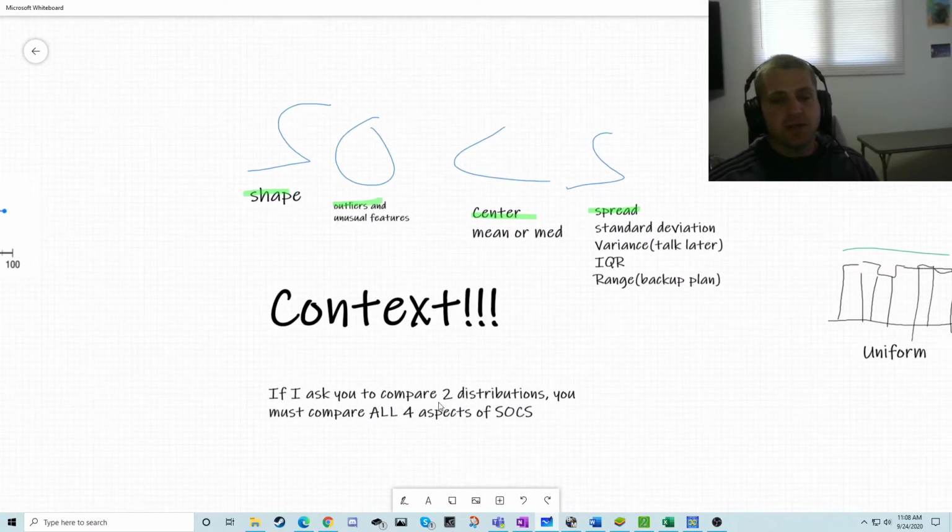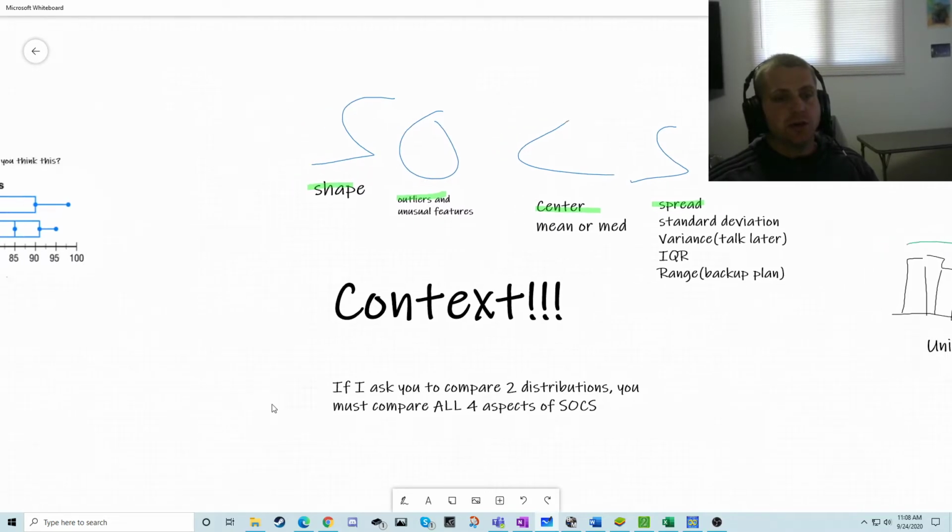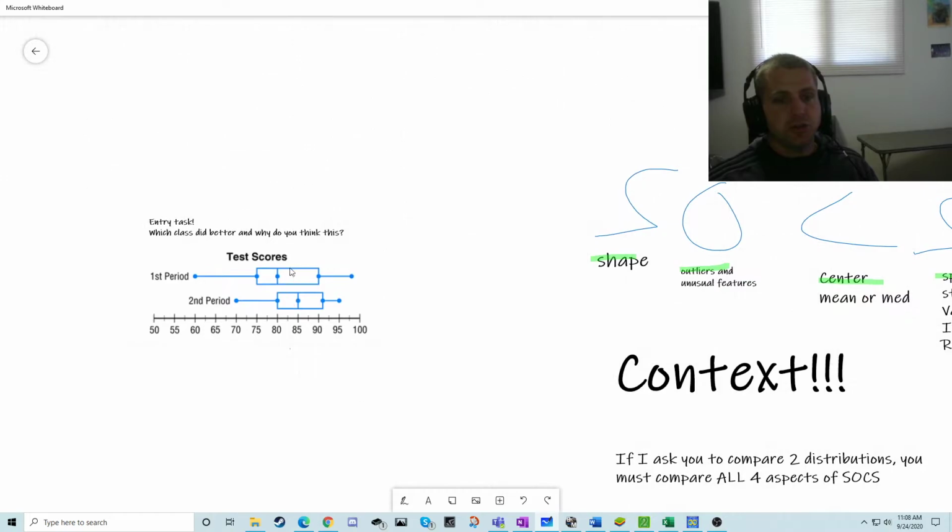Use context. If you're comparing two distributions, you must compare all four aspects of SOCS and in context. So if I'm comparing these two, I can't do shape because it's a box plot, but I have to talk about outliers, center, and spread for each of them and compare them.